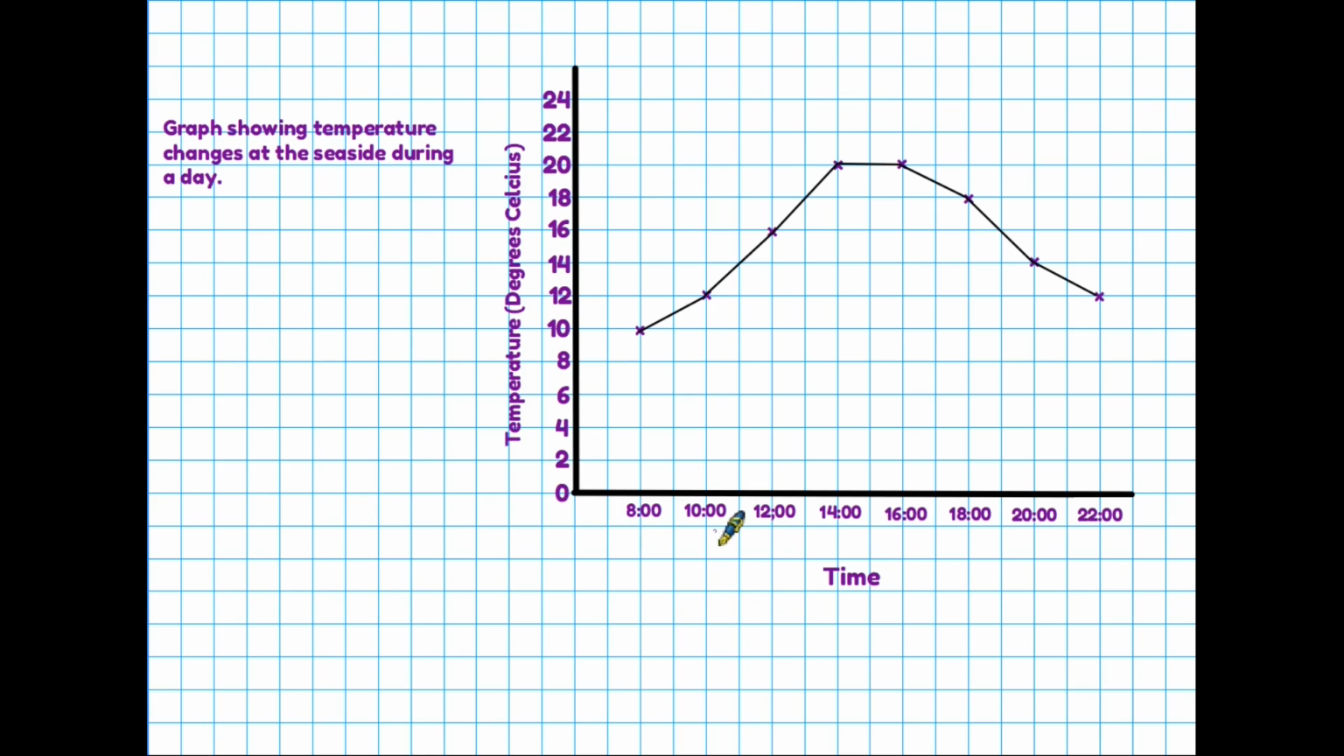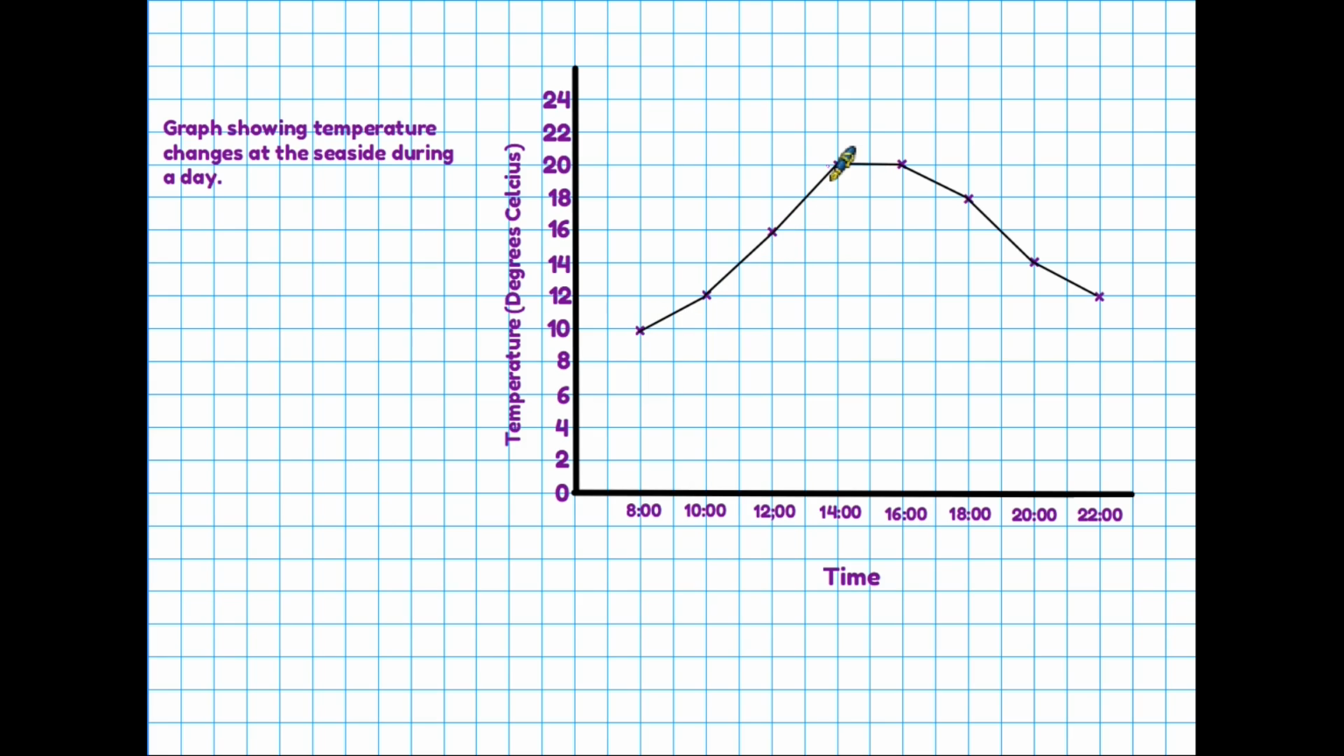Along the bottom here, we can see the times of the day. And up the side, we can see the temperature in degrees Celsius. So the scale has the temperatures from 0 to 24, and the label tells us what it means. Similarly, the numbers across the bottom are the times, and the label again gives us the meaning. Now let's take a look at the graph itself.